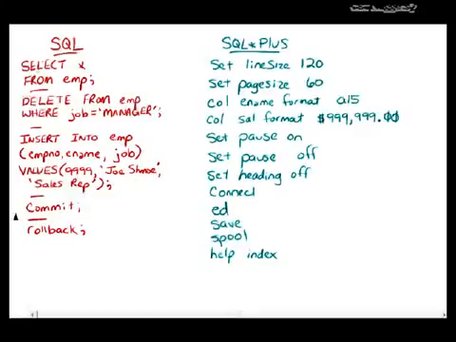Commit just means to save the data that you've already manipulated. Rollback is the opposite of commit. It says undo all of the information since the last commit or rollback.